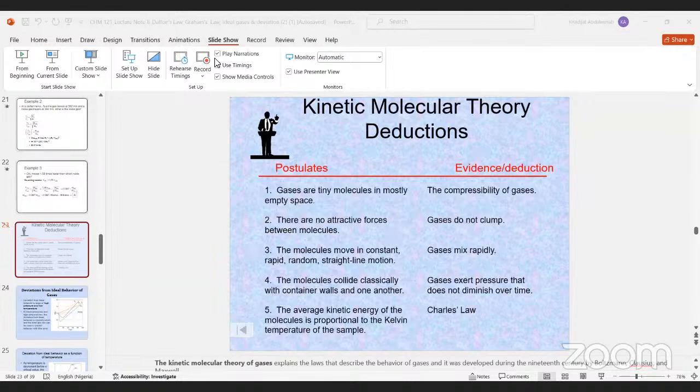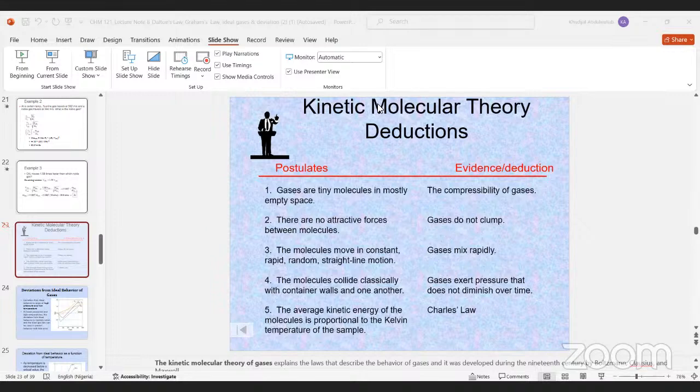So ideally, those postulates are supposed to be applicable for gases at all times. But in reality, it is not. It doesn't hold like that. So we now want to look at what are those parameters or conditions that make gases deviate from ideal gas, or that will make real gases tend towards ideal gas.